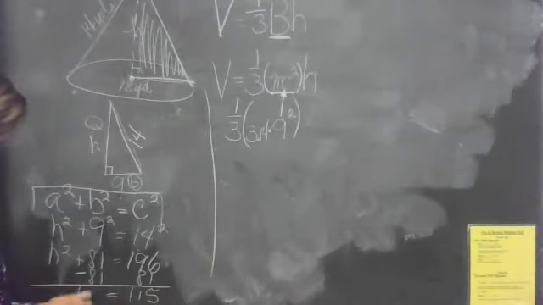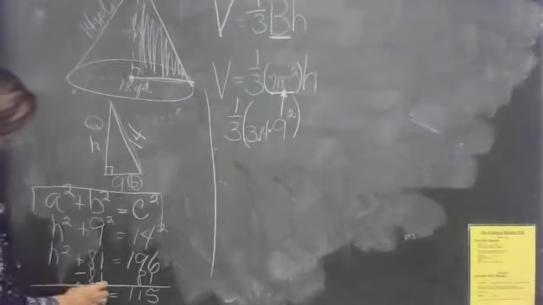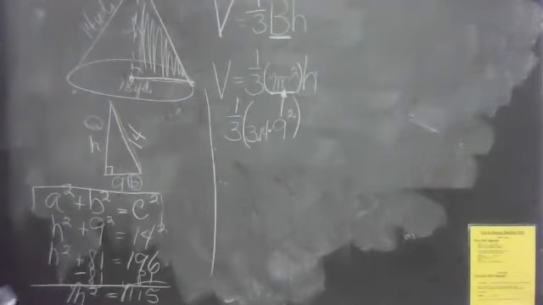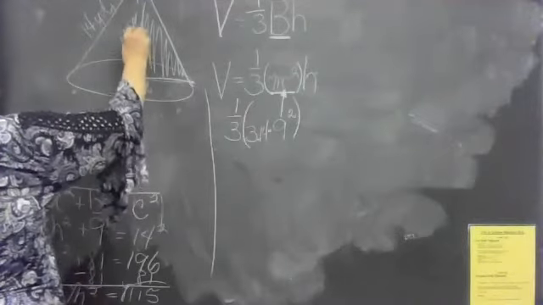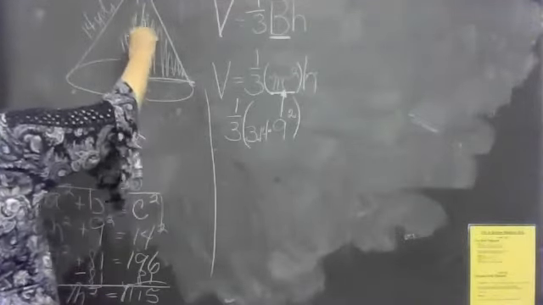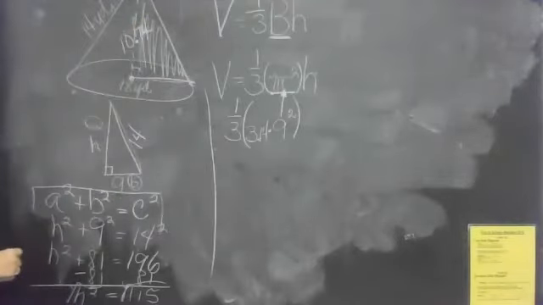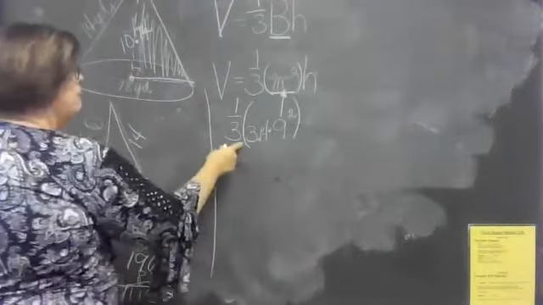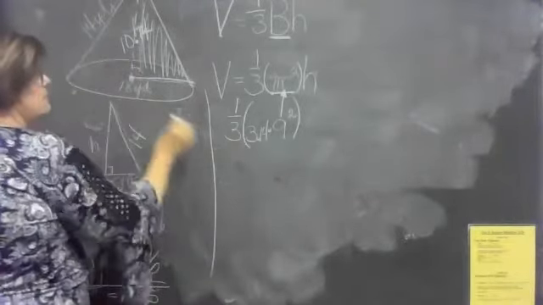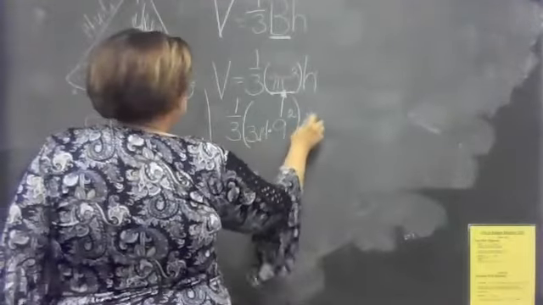equals H squared. And when we take the square root of both sides here, the square root of 115, we get 10.7238. Okay, so 10.74, I think we will round it. 10.74 is our height. So over here in our formula, now that we found out what the height is, we just put that here.